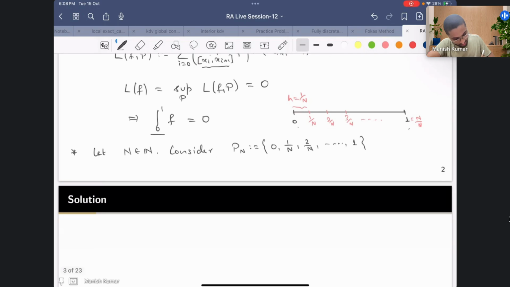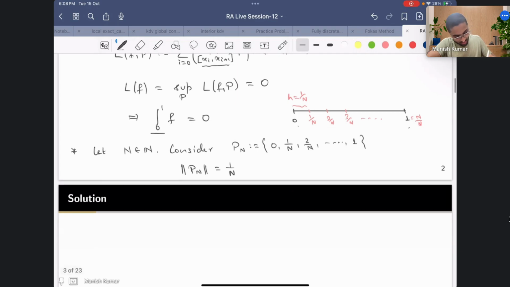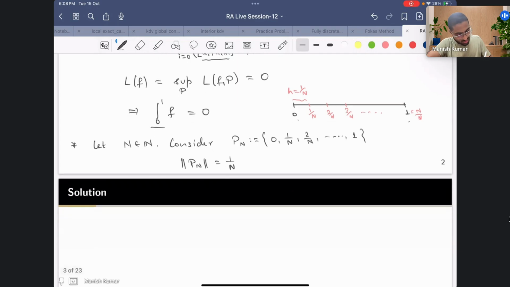Now see what I was telling, here I am taking the size of each of the subintervals to be uniform, right? All the subintervals have the same length. So the norm of this partition, okay, the norm is the maximum length of the subinterval. Over here all the subintervals have the same length, so in this case the norm would be 1 by n, right? So this is how we define the norm. Norm is basically the maximum length of the subinterval in the partition. So the norm of this partition is 1 by n.